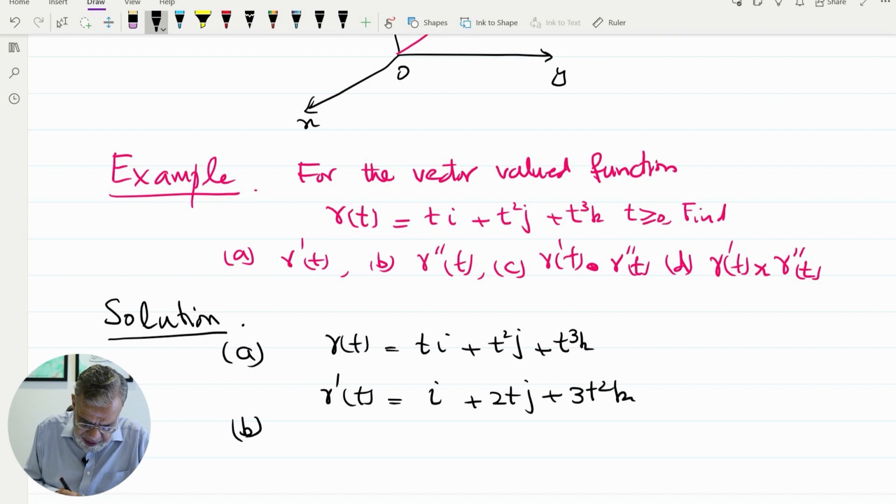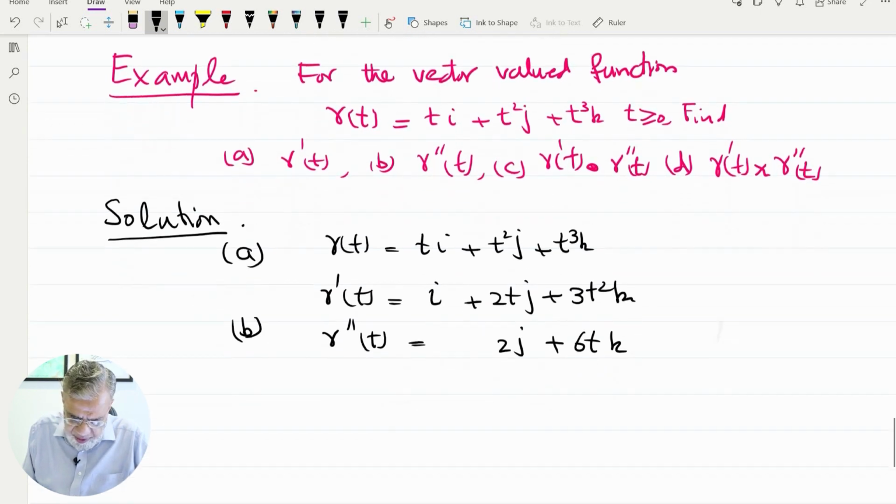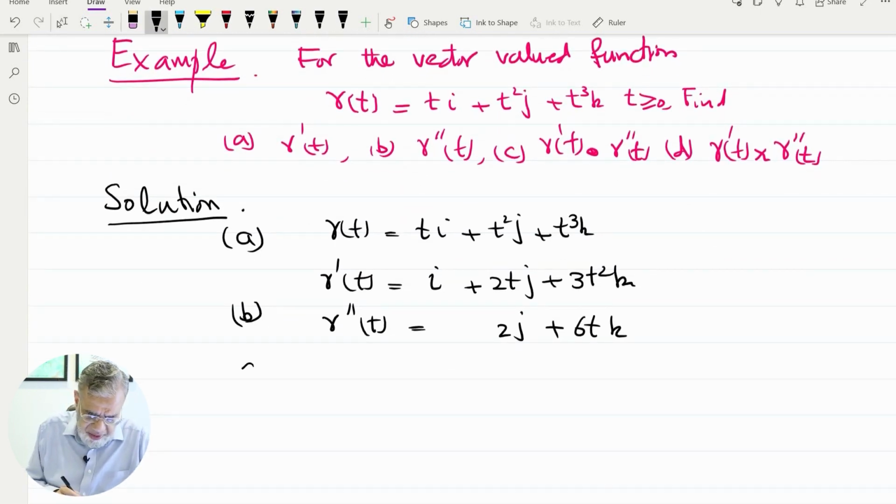This is why I can find here b, my second derivative. R double dash of t is equal to the derivative of 1, which is 0, so it will be 0. We get here 2j plus 6t k. So these are the derivatives of the vector value function, the first derivative and the second derivative.